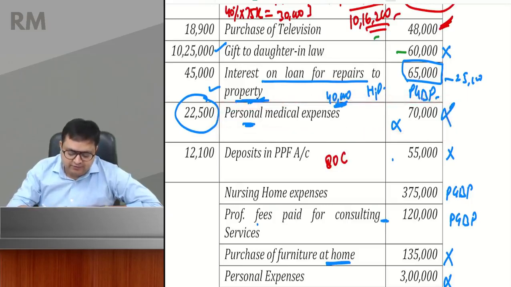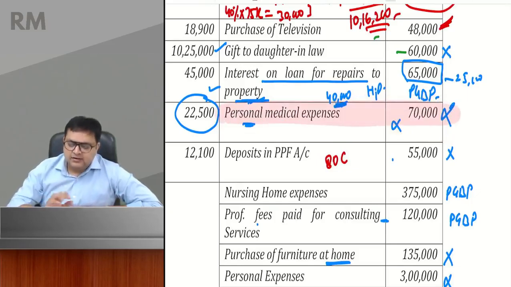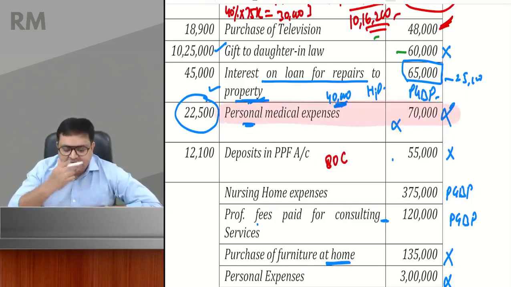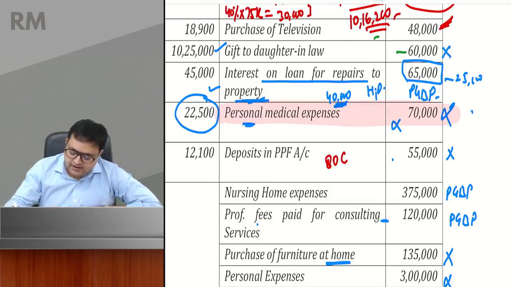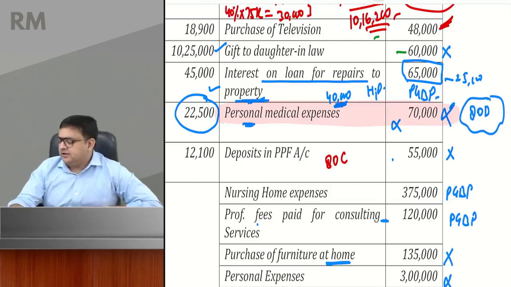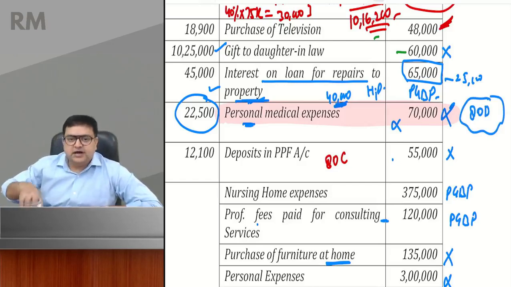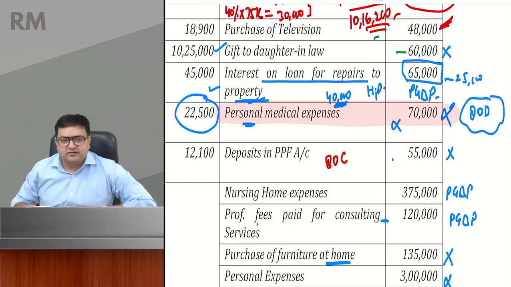Now it's a very important point over here. Personal medical expenses. See, generally in 80D, it's an important adjustment. In 80D, we get the deduction for the health insurance.